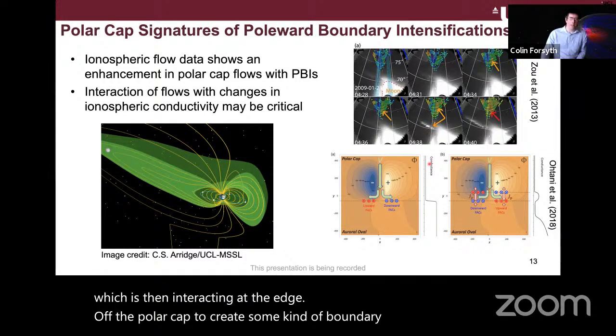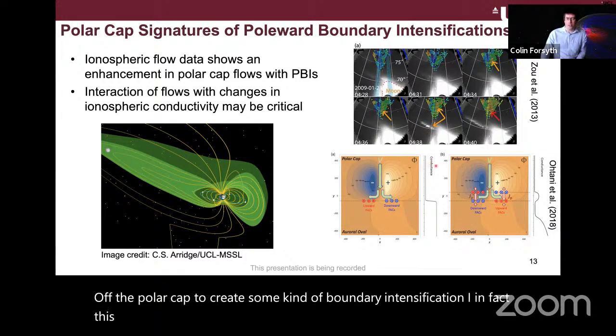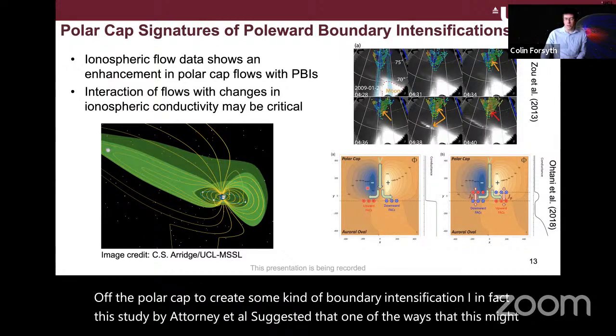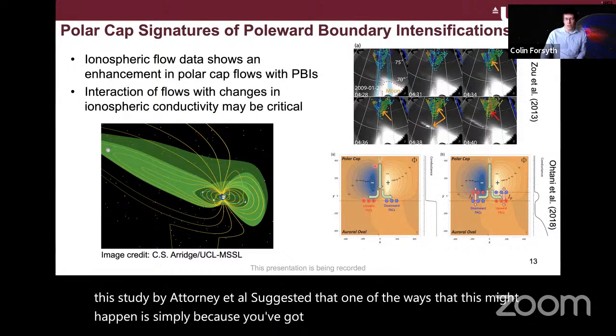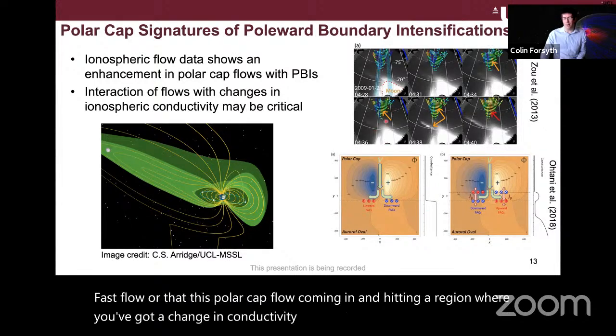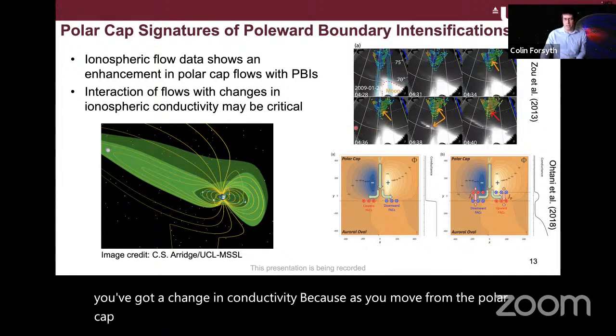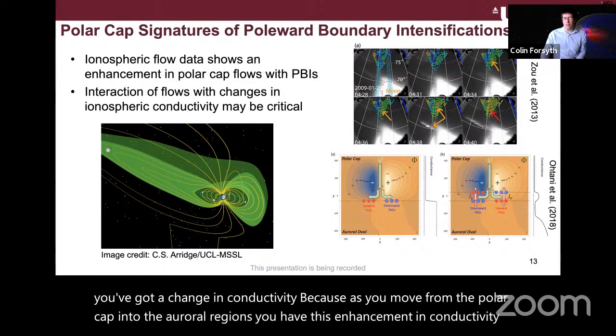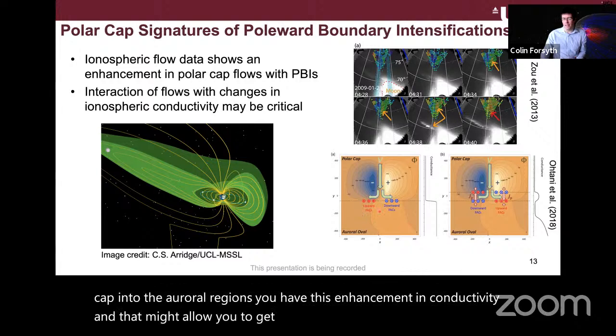And in fact, this study by Atani et al. suggested that one of the ways that this might happen is simply because you've got this fast flow, or this polar cap flow, coming in and hitting a region where you've got a change in conductivity, because as you move from the polar cap into the auroral region, you have this enhancement in conductivity, and that might allow you to get some kind of features happening here.